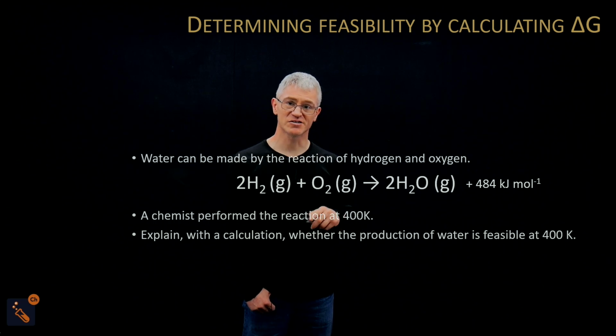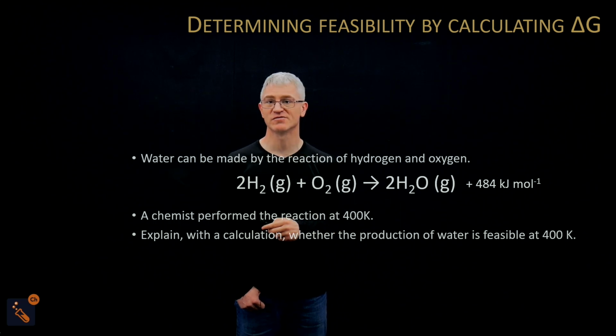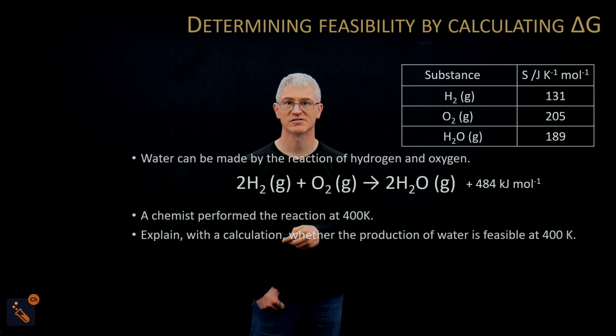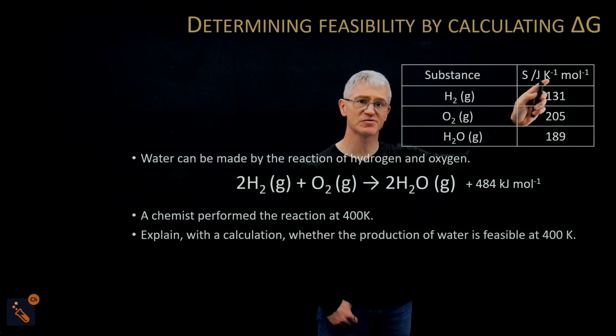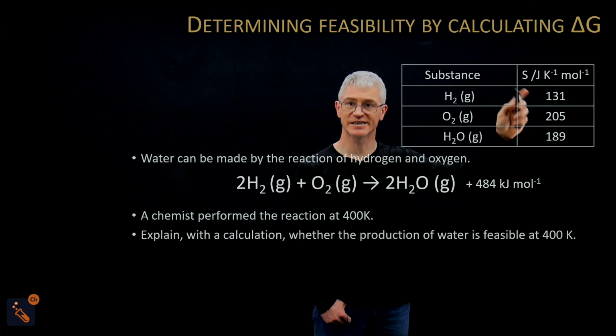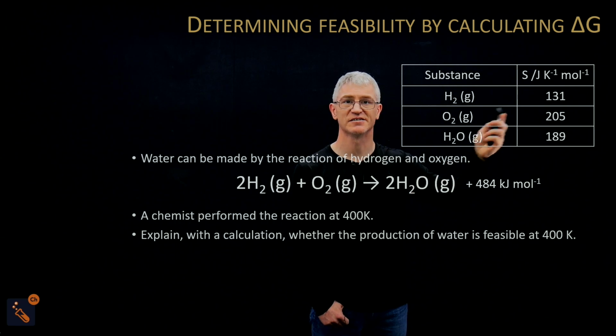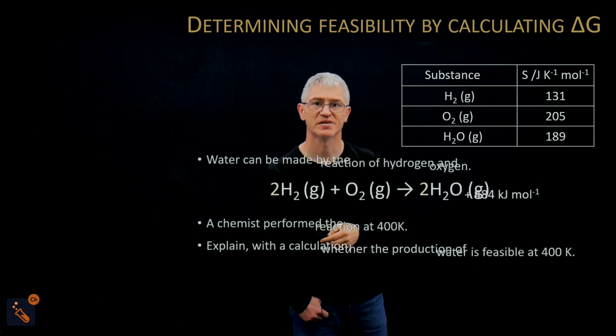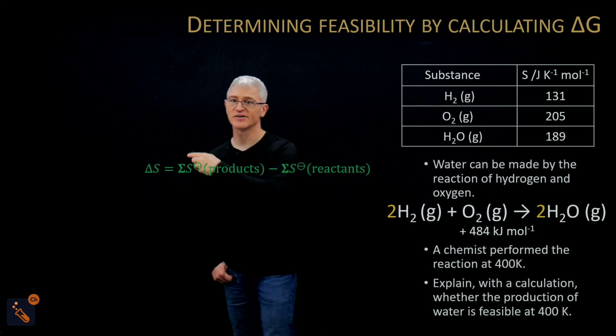Okay, right, so explain with the calculation whether the production of water is feasible at 400 Kelvin. So first of all, this is in joules. I need it in kilojoules in the end. So I'll convert it to kilojoules after I've calculated the delta S value. Let's put this to the side and let's calculate the delta S value.